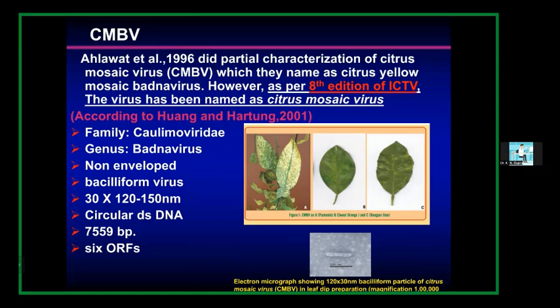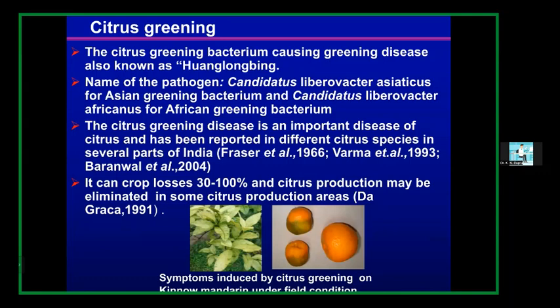So these are the visual symptoms of citrus mosaic badnavirus. This is a virus electron micrograph showing bacilliform particles. Then another disease that is also important all over the world is citrus greening. Citrus greening disease is also important in India and other countries and orange-growing areas.